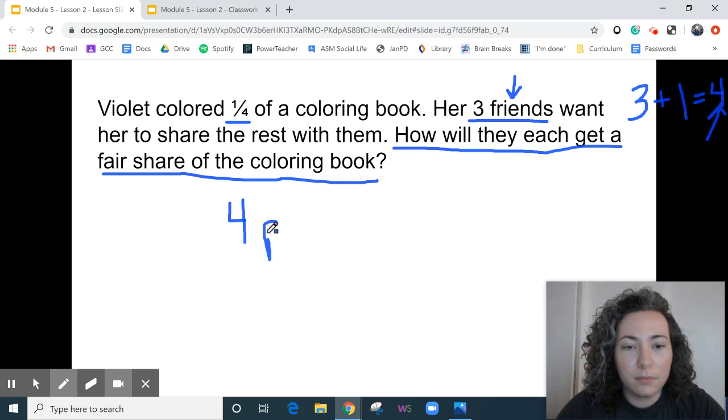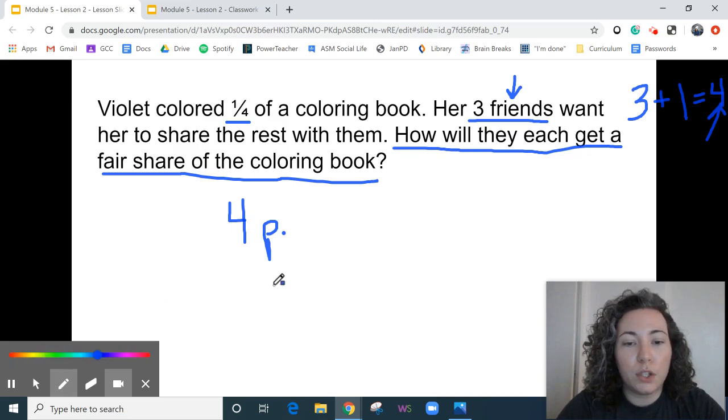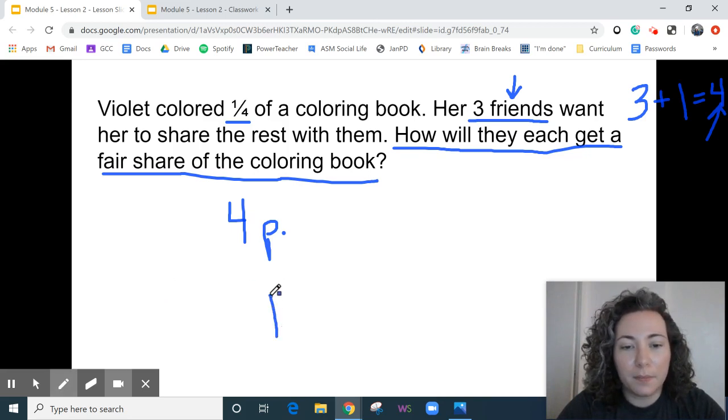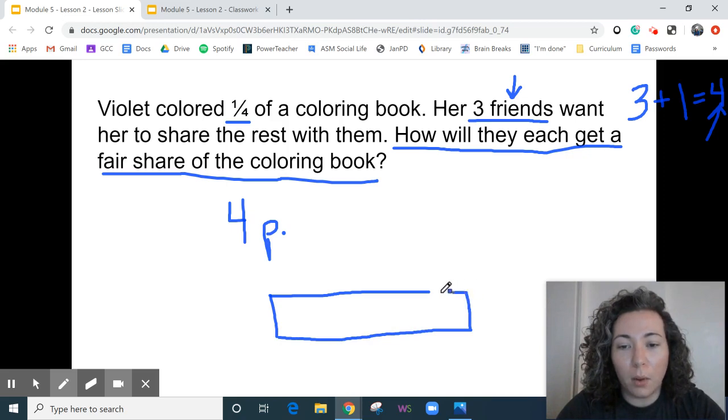Now I'm trying to think about what that would look like. So I'm going to use a tape diagram, which is just really a long rectangle to help me represent my coloring book. So here I have my one whole coloring book. And there are 4 people. And I also notice, conveniently, that Violet colored 1/4 of a coloring book. Remember, that denominator tells us how many parts the whole was split into. So the coloring book was split into 4 parts. 1, 2, 3, and then 4.